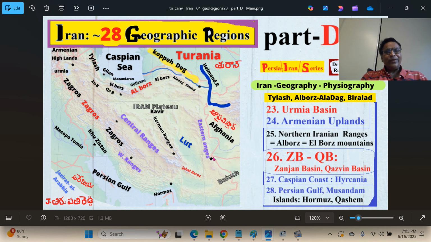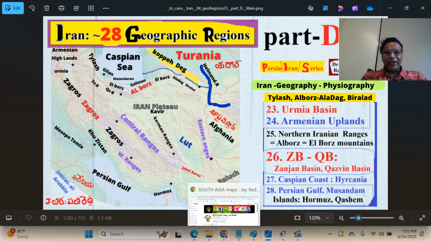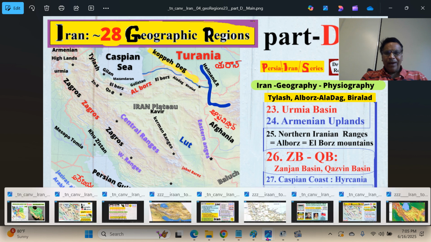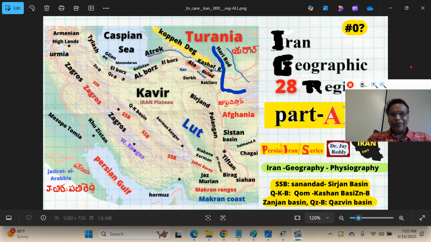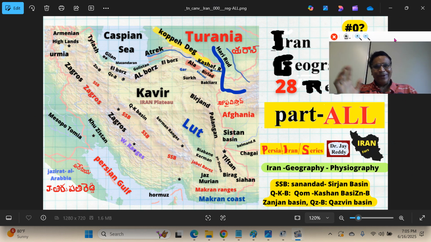And I also included, for clarity, the Persian Gulf region and Gulf of Oman and the choke point Strait of Hormuz, the islands of Qeshm, and the Musandam Peninsula. We will look at all of them in a little more detail. So we have seen this and will keep this map, and overall all the 28 or so geographic regions. Why I say so is that one or two maybe I might have added on this side or that side, so you can look at this particular point, you will get entire clarity.